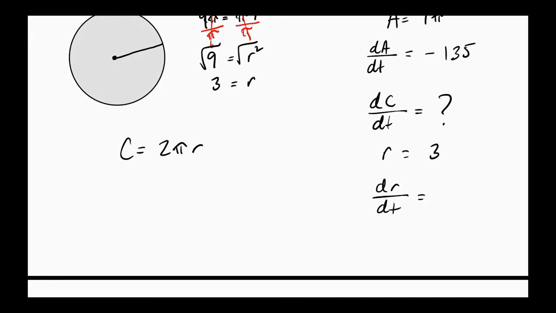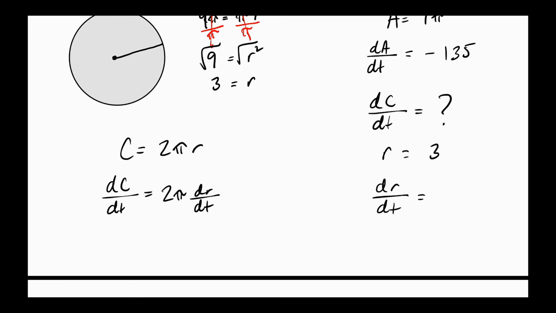Okay, so it'd be dC/dt, right? There's only one variable on this side. That's r, and it's r to the first power. So that goes away, and it's just 2 pi dr/dt, right? 2 pi dr/dt. Okay?